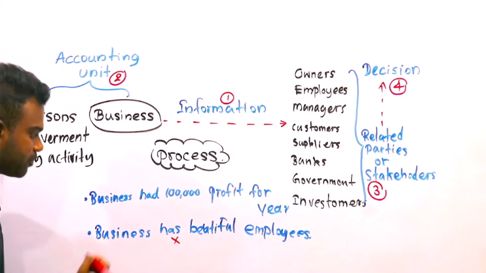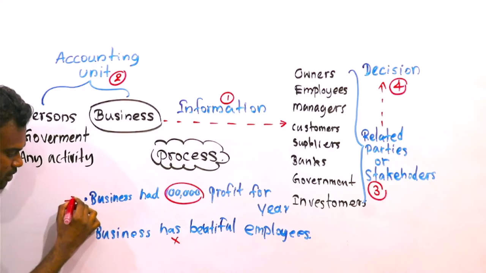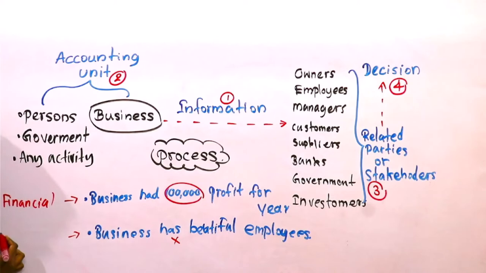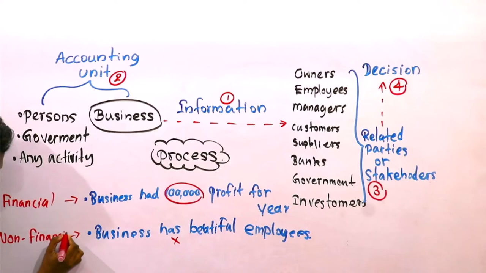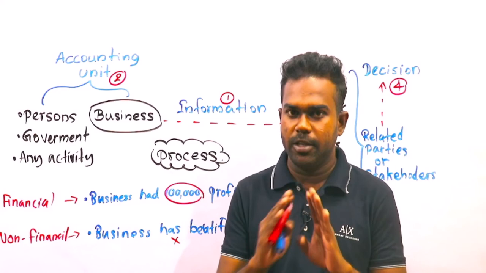But the first one, look here, we can measure it in money value, right? We are able to measure it in money value. If we can measure it in money value, we call it financial information. If we can't measure it in money value, we call it non-financial information, right? Non-financial information. Understood, right? Keep in mind, this one is very important.